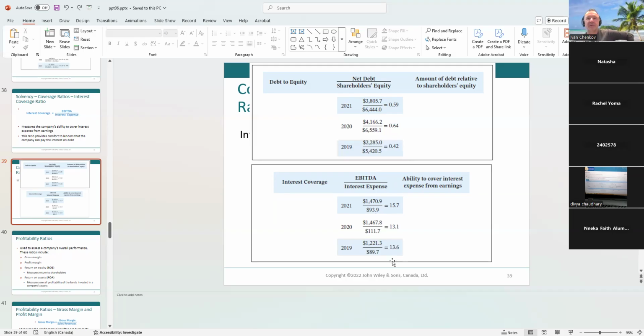Which one is better, to pay your interest 13 times or to pay your interest 15 times? 15, of course. Because at this stage, you can pay it 13 times plus 2 more. So do you understand this? Yes, I do. So in this number here, 1470, we have 15.7 times, almost 16 times this 94. So I can pay 16 times my interest expenses.